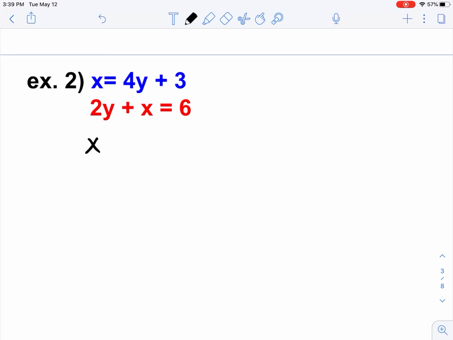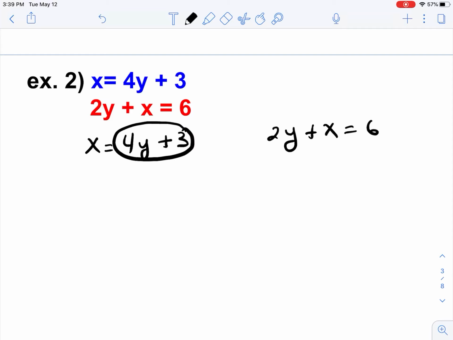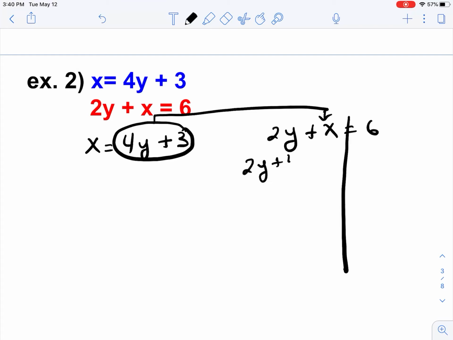Set your equations up side by side. So I'm going to rewrite it. x equals 4y plus 3. And the second one, 2y plus x equals 6. So I'm going to that left-hand equation, and we're going to circle what x is equal to, 4y plus 3. And I'm going to bring it over to the other equation and substitute it in for x. Okay, so I'm keeping the 2y, and in place of x, I'm putting positive 4y plus 3. And then I have my equals and my 6.